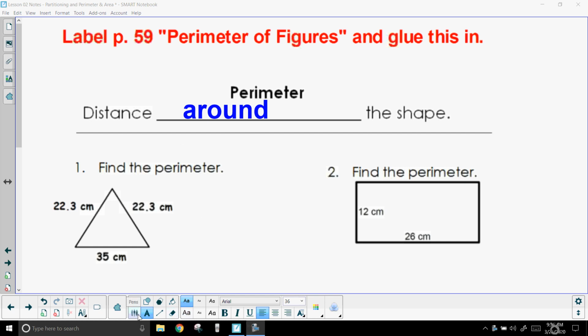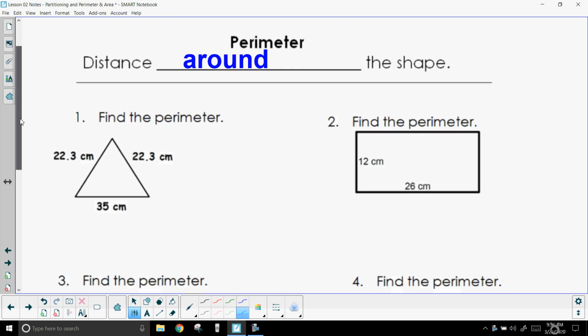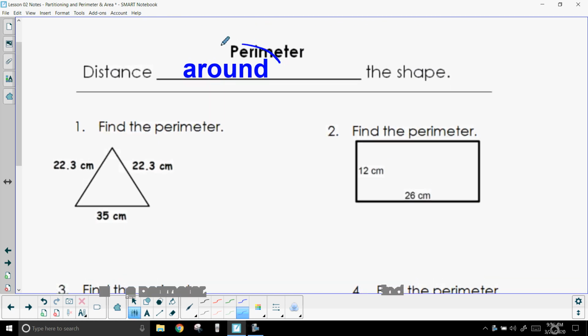Hey guys, we're going to talk about area and perimeter real quick. So, the perimeter, remember, is the distance around the shape. Okay? Go ahead and write that down if you forgot.